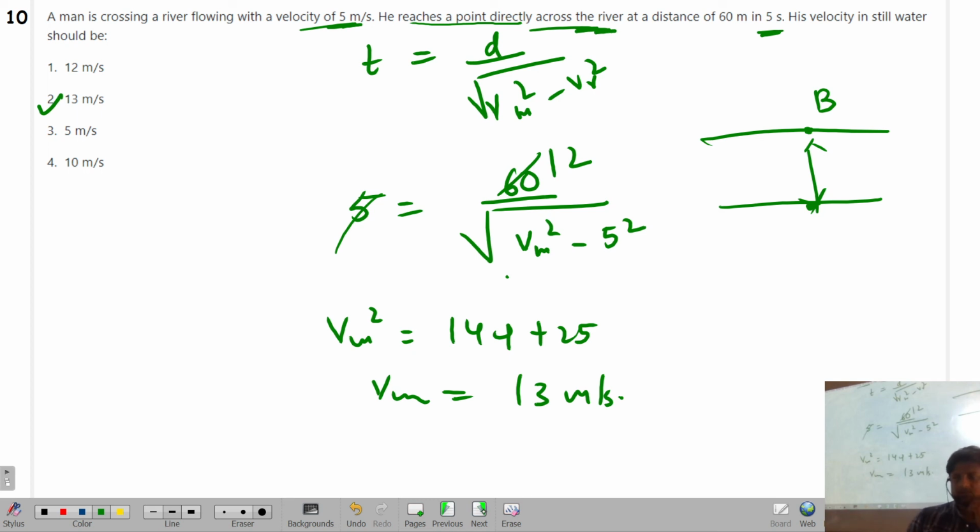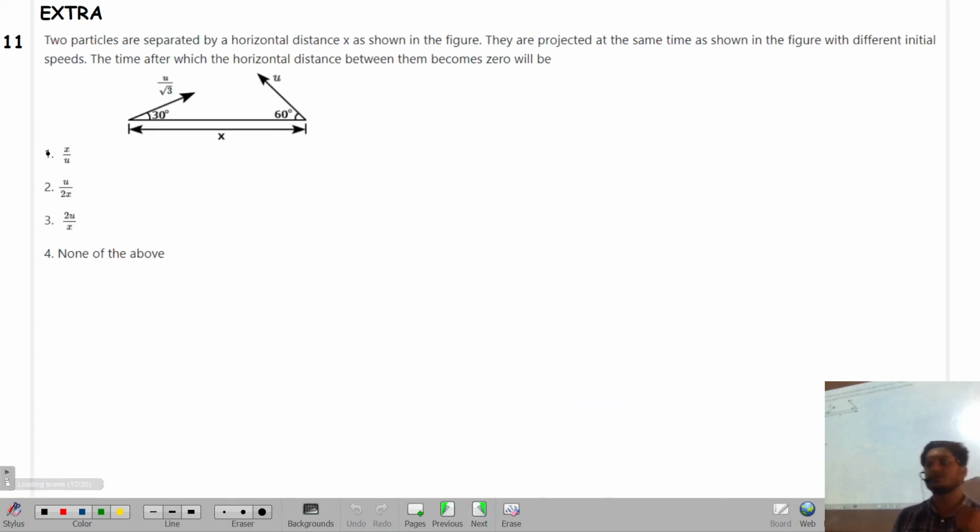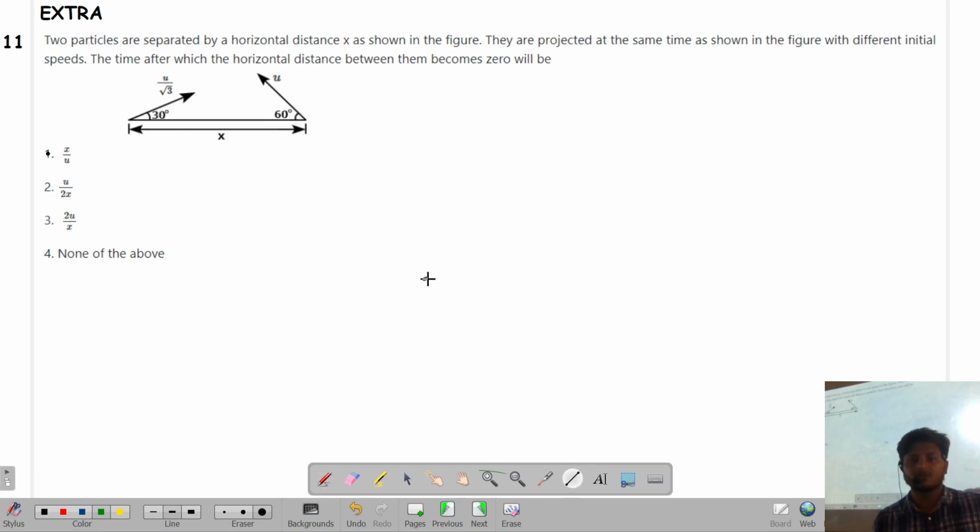Moving to next question. Okay, this is an extra question. Write this question and try to solve it. Two particles are separated by a horizontal distance x as shown in the figure. They are projected at the same time as shown in the figure with different initial speed. The time after which the horizontal distance between them becomes 0 will be. Solve this question. You can't see? I have told the question now. I'm drawing the figure also.